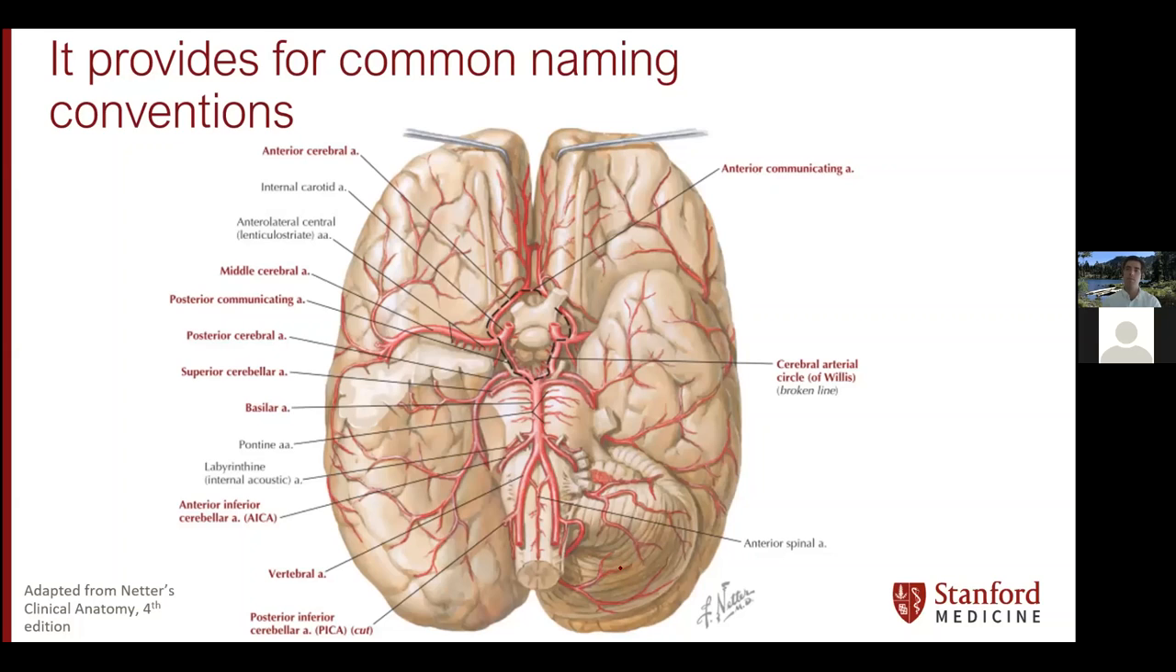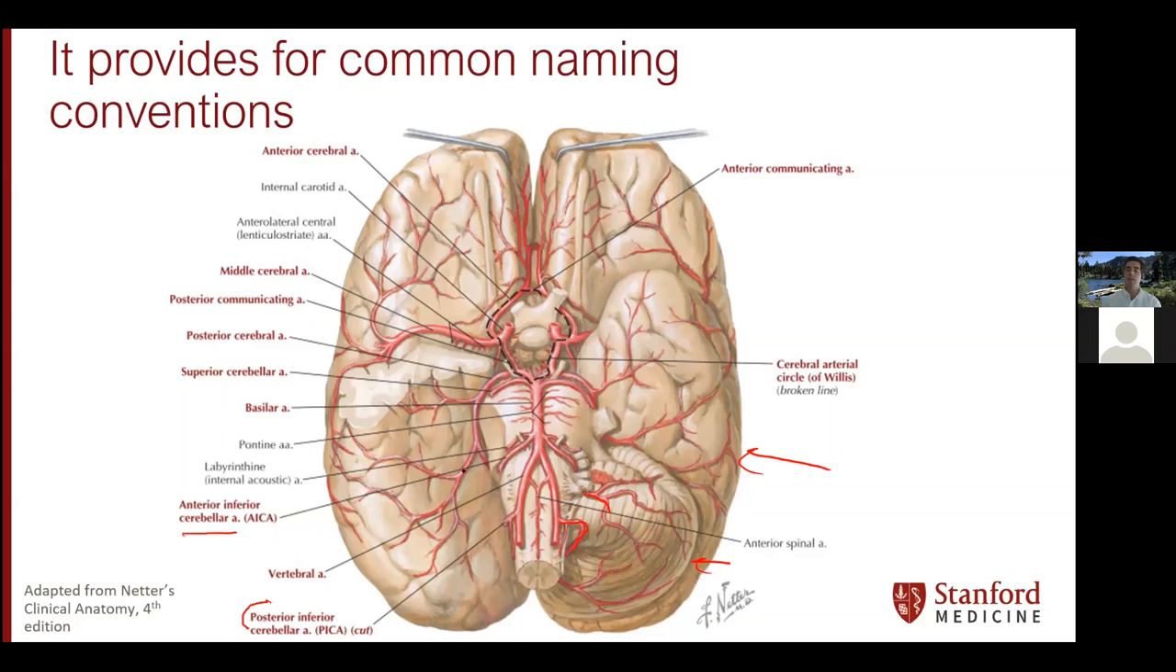So here we have a bottom view of the brain. Right here is your cerebellum. This is your cerebrum, right? And these are all of the vessels that are involved in perfusing the brain. So here we have your posterior inferior cerebellar artery, which you can see going right here. And you can see it's perfusing the bottom and the back of the cerebellum, versus the anterior inferior cerebellar artery, which is right here, which is perfusing the front and the bottom of the cerebellum.